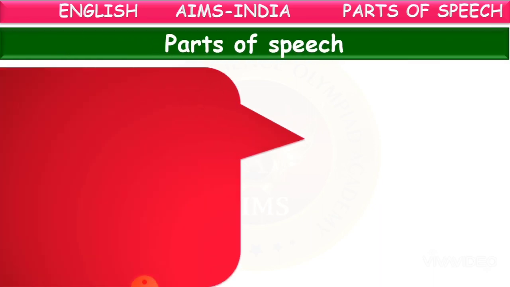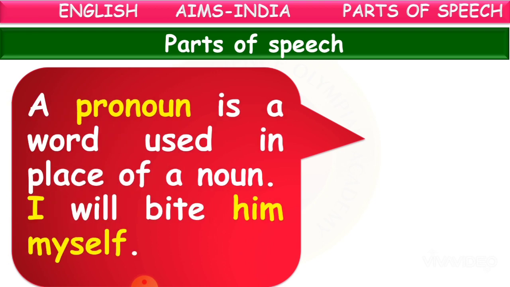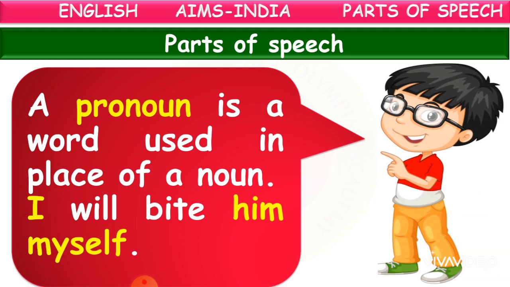What is it? Can anybody guess? Yes, it is a pronoun. What is a pronoun? A pronoun is a word used in place of a noun. It is a word which is used in the place of a noun. Instead of a noun, we use a pronoun. Here, for example: I will bite him myself. These words are highlighted: I, him, myself.